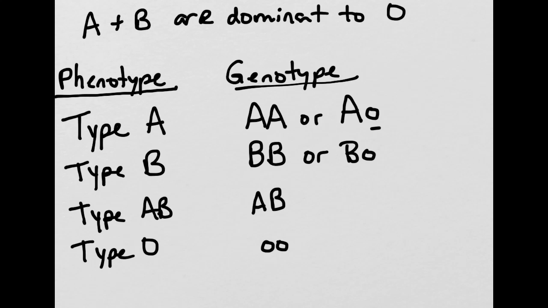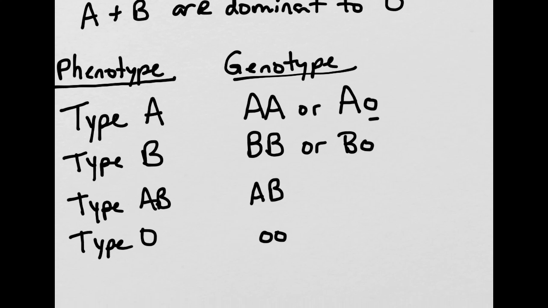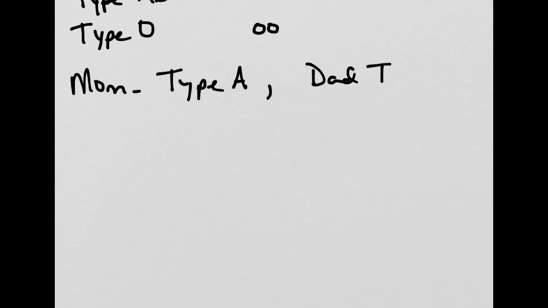So now let's go on to the Punnett squares. Now that we know the genotypes, let's cross a type A with a type AB. Okay, so let's move this up. We've got Mom, she's type A, and Dad is type AB. Okay, question.